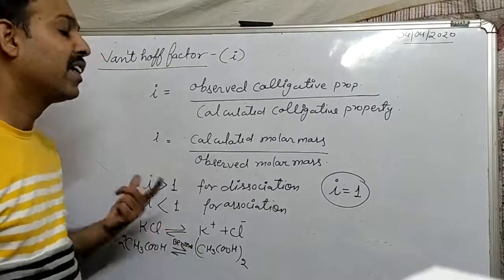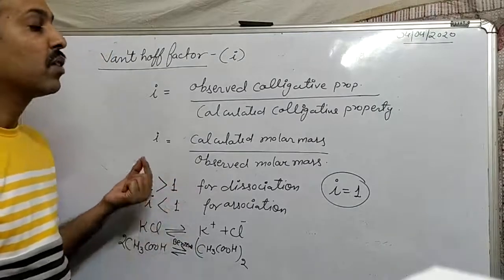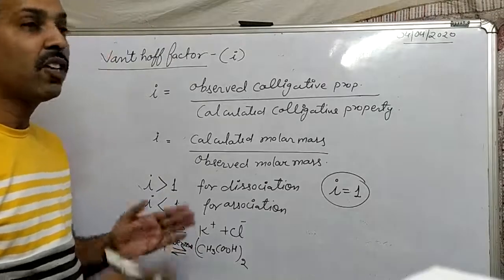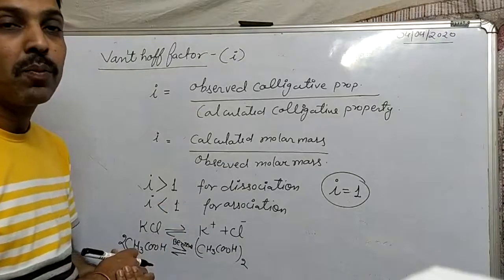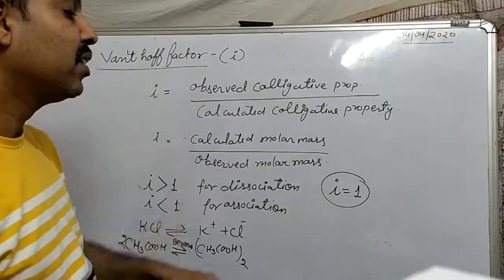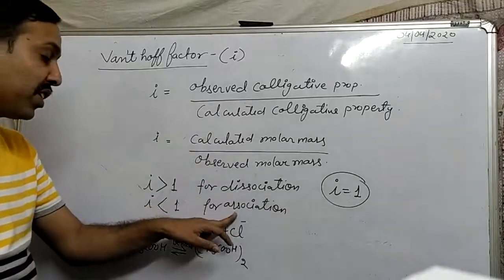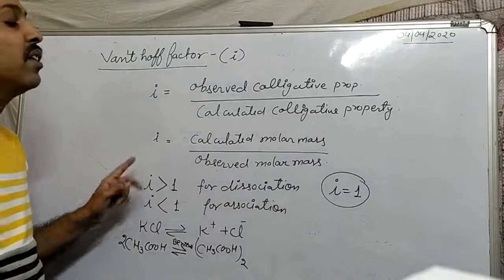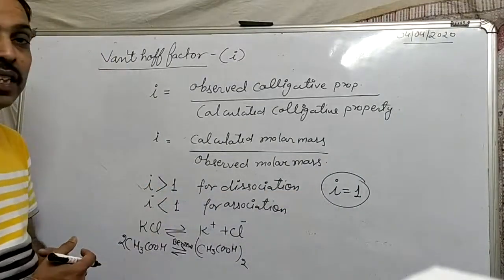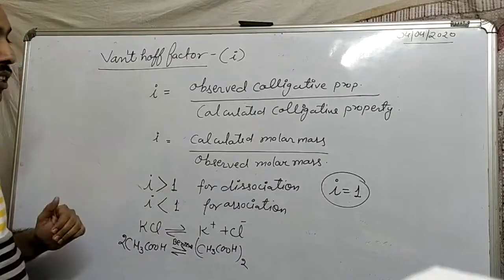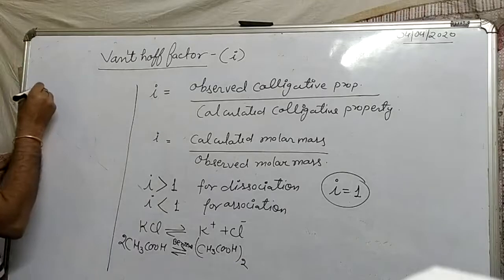Let me take an example of glucose or sugar. When glucose is dissolved in water, it cannot be dissociated into ions and is not associated in the form of a dimer. So there the value of I is 1, but in dissociation and association the value differs from 1, maybe less than 1 or maybe more than 1. So this is the Van Hoff factor. So we use this term with the colligative properties.